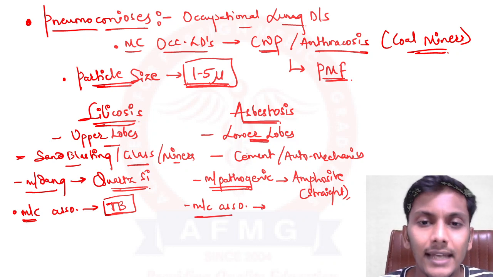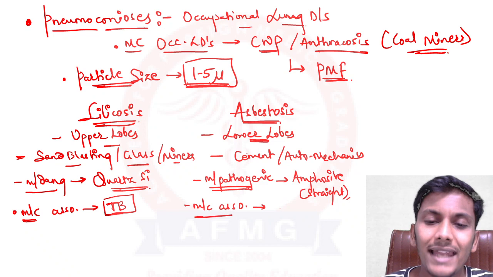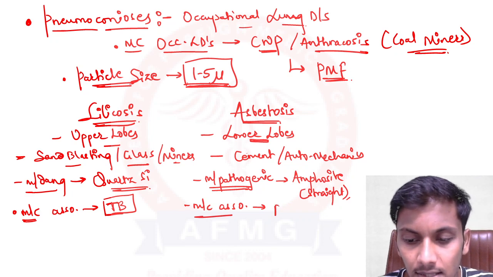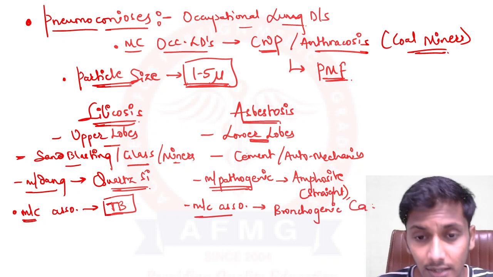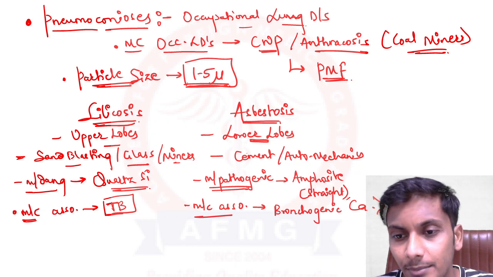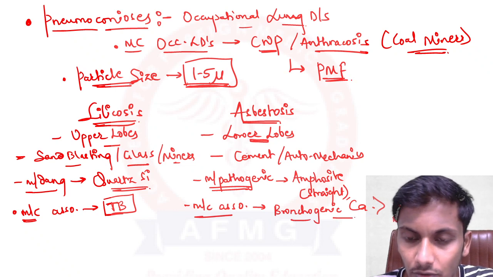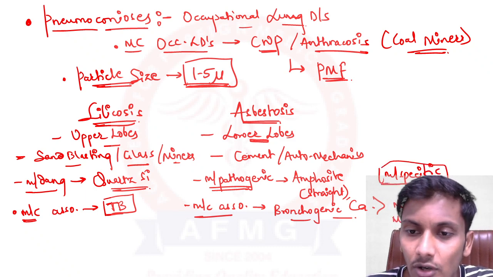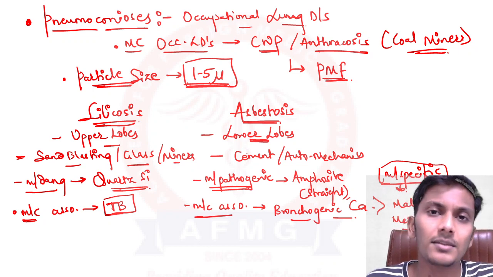And which is the most common lung cancer associated with asbestosis? We usually tend to mark malignant mesothelioma. So please remember guys, malignant mesothelioma is not the answer. The most common lung carcinoma associated with asbestosis is bronchogenic carcinoma or adenocarcinoma, followed by malignant mesothelioma. Important: if the question asks for the most specific lung cancer associated with asbestosis, then the answer becomes malignant mesothelioma.